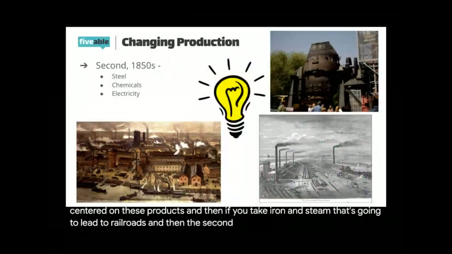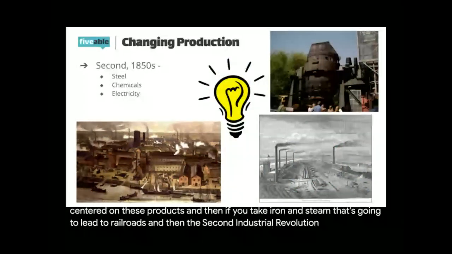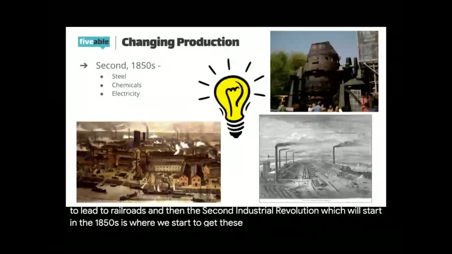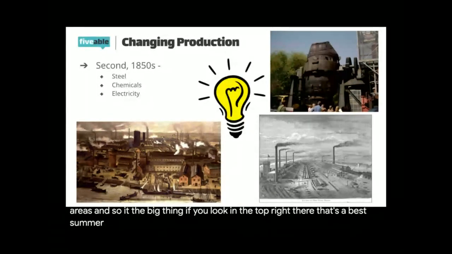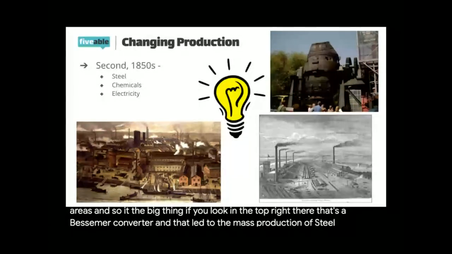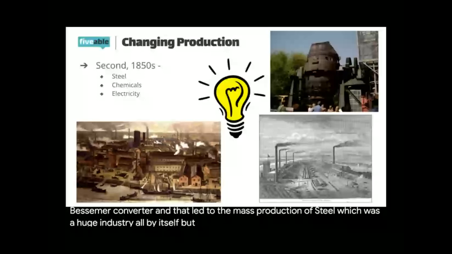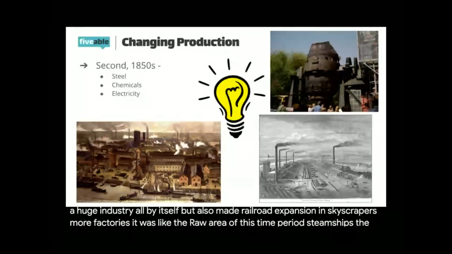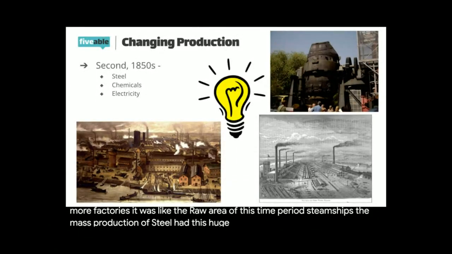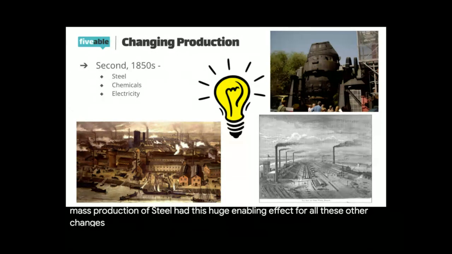And then the second industrial revolution, which will start in the 1850s, is where you start to get much bigger cities, larger urban areas. And the big thing, if you look in the top right there, that's a Bessemer converter. And that mass production of steel, which was a huge industry all by itself, but also made railroad expansion and skyscrapers and more factories. It was like the raw material of this time period, steamships. The mass production of steel had this huge enabling effect for other changes.